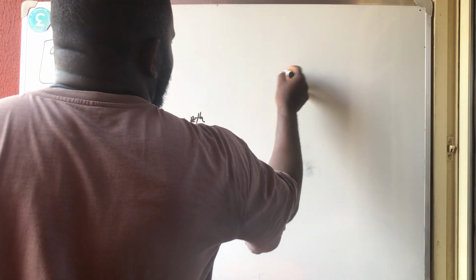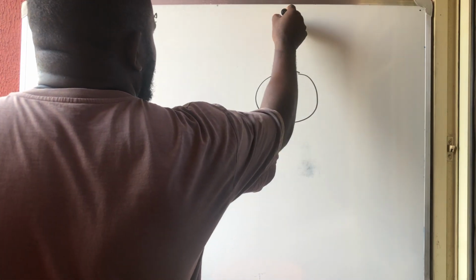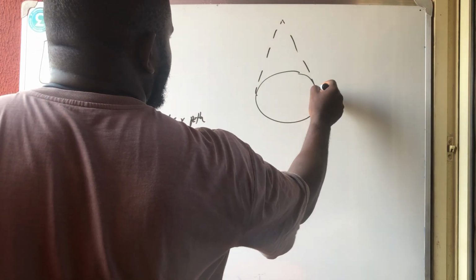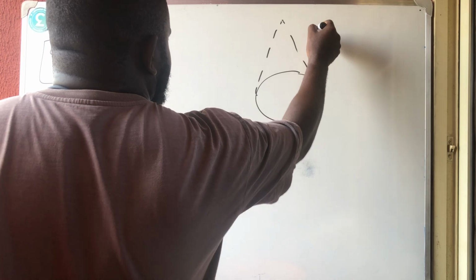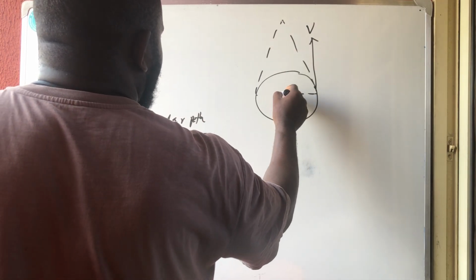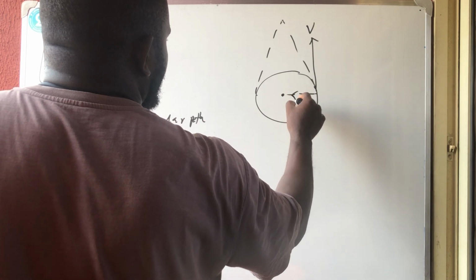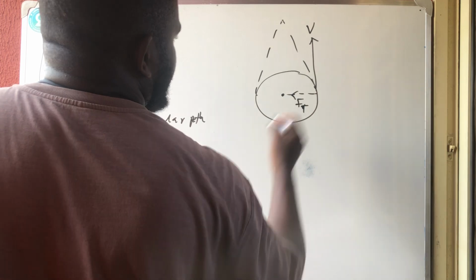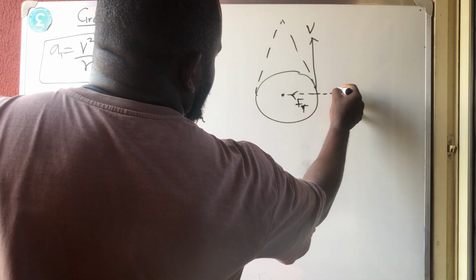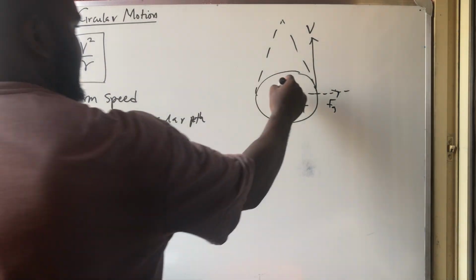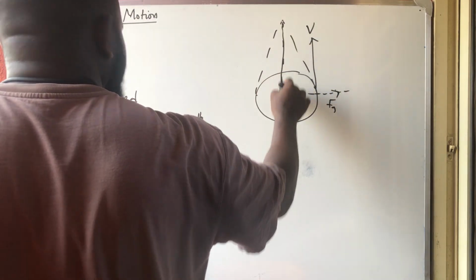If I have a circular path like this, and maybe this is the fixed point, don't forget that the velocity acts on the tangent. This is where the velocity acts, but the acceleration acts to the center, inward, and that is where the centripetal force acts. The centrifugal force acts outward. That is how it is.